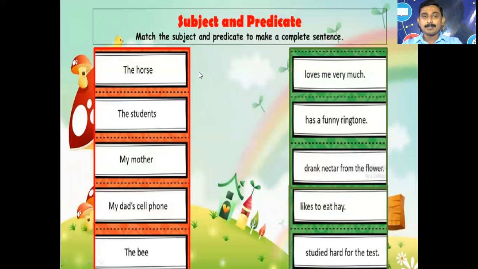Next bit is match the following with appropriate subject and predicate. The horse. Match it correctly. The horse likes to eat hay. The horse is the subject, likes to eat hay is the predicate part.